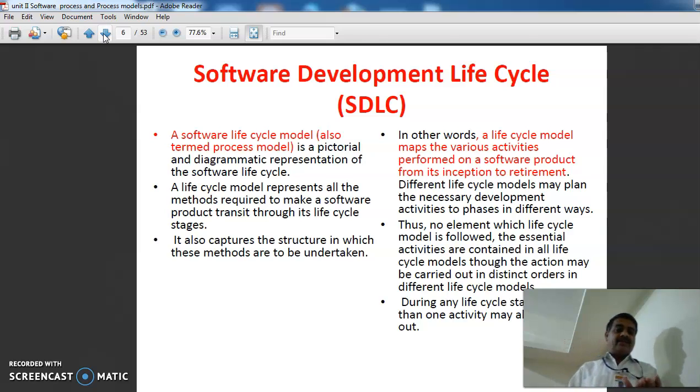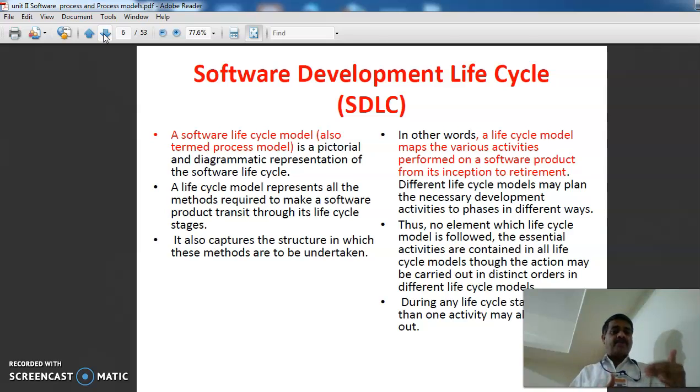If an engineer is going to develop a software, at such time there is a need of an SDLC model, and the SDLC model is commonly used to make a software product that transits through its life cycle stages. Directly software cannot be developed. It has some stages that we simply call the phases, or the steps to make a software, that we simply call SDLC. It also captures the structure in which these methods are to be undertaken.